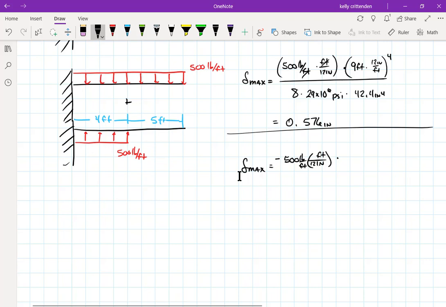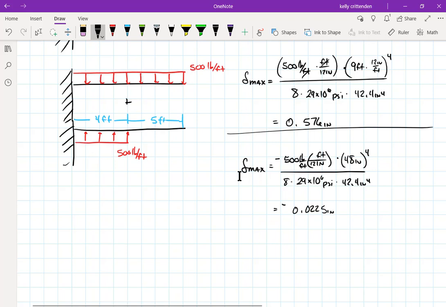So times 4 feet. Let's just do 48 inches to the fourth. Same denominator though, 8 times 29 times 10 to the 6 psi times 42.4 inches to the fourth. So this deflection is going to be negative 500 divided by 12 times 48 to the fourth divided by 8 divided by 29 million divided by 42.4. So it's a small number. 0.0225 is what we'll round it off to.